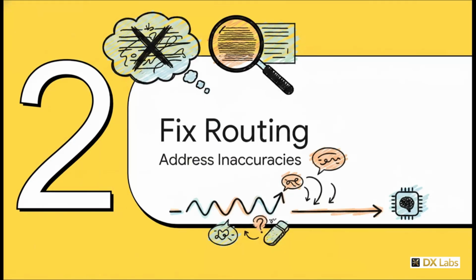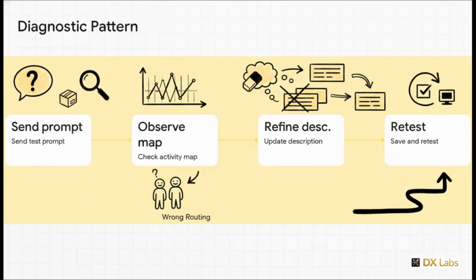Section 2. Fix routing inaccuracies. When an orchestrator selects the wrong child agent, the fix relies on textual refinement rather than massive structural overhauls. This requires a very specific, disciplined operational loop. Imagine you send the test prompt, "Can I track my package?" and you observe in the activity map that it hit a general agent instead of the order status agent.